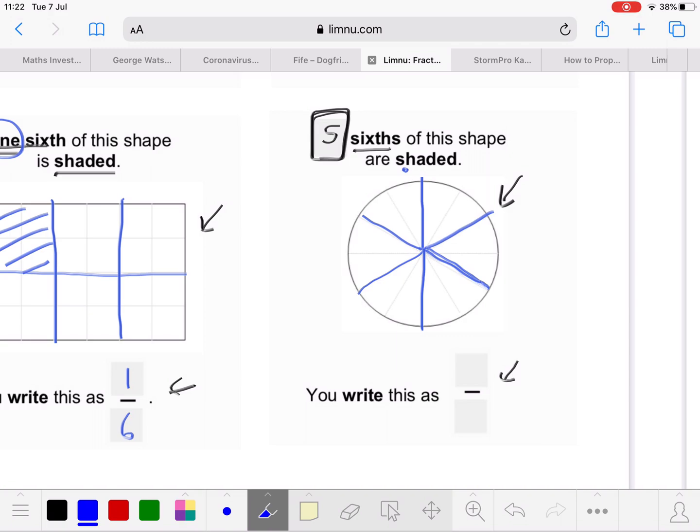5 in them in my case are going to be shaded. Let's have a different colour for that. 5/6 are shaded. So I'm going to shade in 1, 2, 3, 4, 5. And here I would write 5/6.